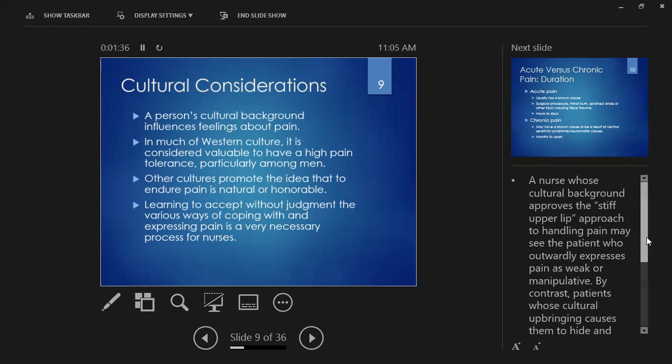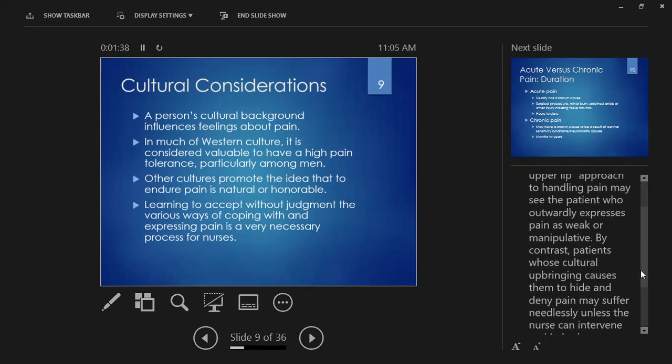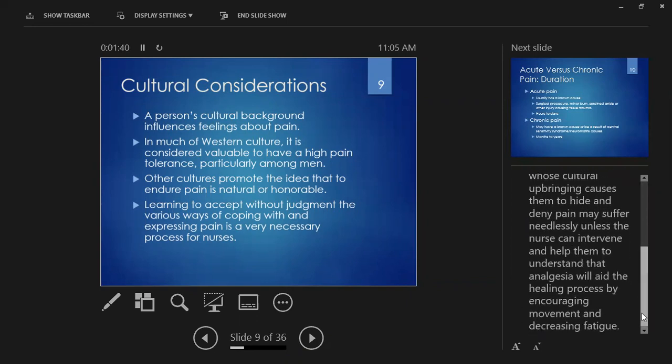Patients whose cultural upbringing would cause them to hide or deny the pain may sit there and sit there and sit there, right? Hurting terribly, but refusing to ask for pain medication, you know? And so until the nurse says to them, hey, you really should probably think about taking something, it would be a really good idea to get some pain medication on board. You know, there's nothing wrong with having a little bit of ibuprofen.